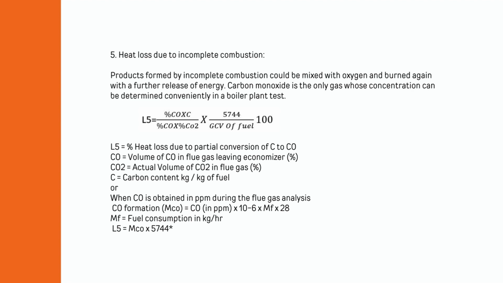C is the carbon content in kg per kg of fuel. Or when CO is obtained in ppm during the flue gas analysis, CO formation MCO equals CO in ppm into 10 to the power minus 6 into mf into 28. mf is the fuel consumption in kg per hour. L5 equals MCO into 5744.